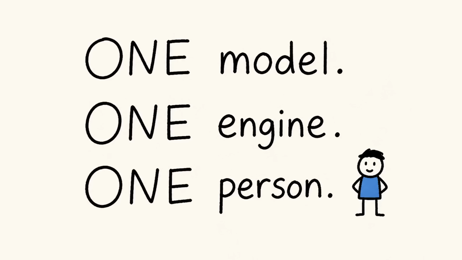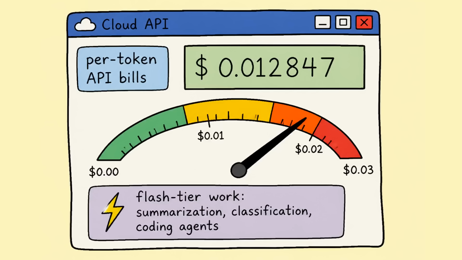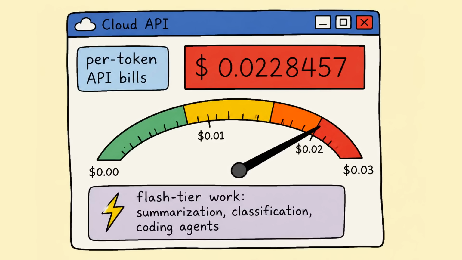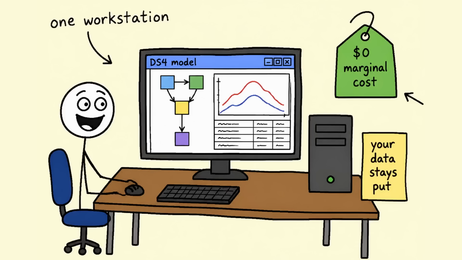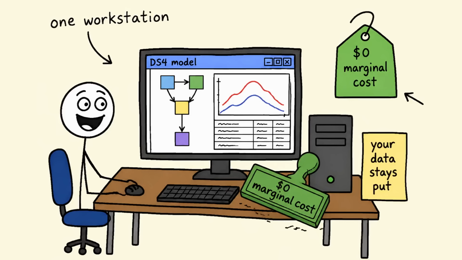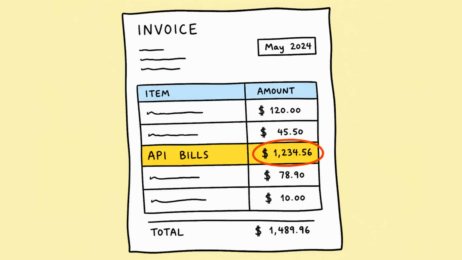And for builders, the move's concrete. If you've been paying per token API bills for Flash tier work, you know, summarization, classification, coding agent loops, internal tools, you now have a credible path to run a comparable model in-house, on one workstation, at zero marginal cost, with your data staying put. That's a real line item, and it just changed.